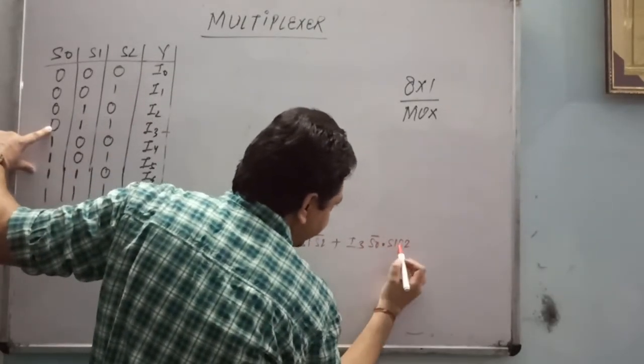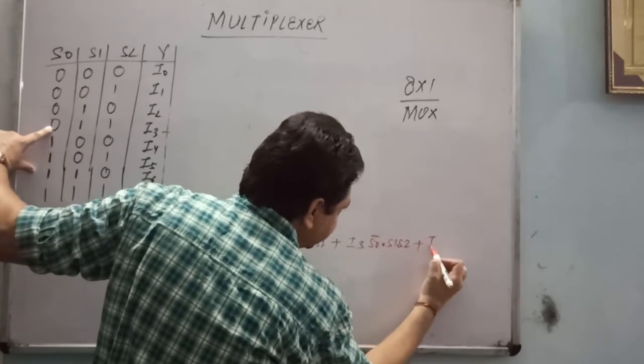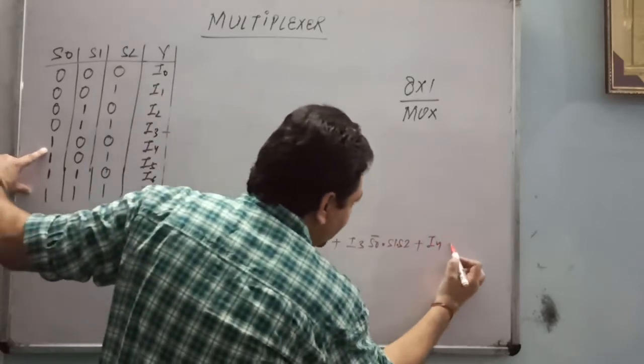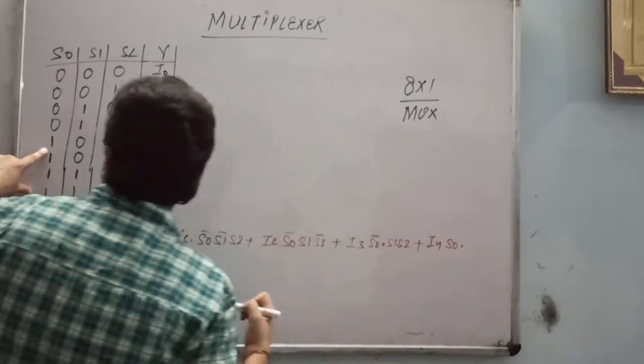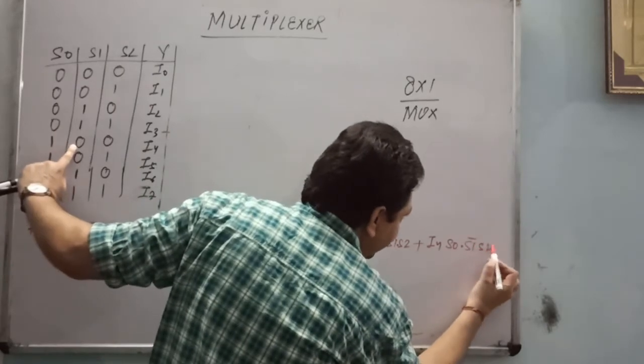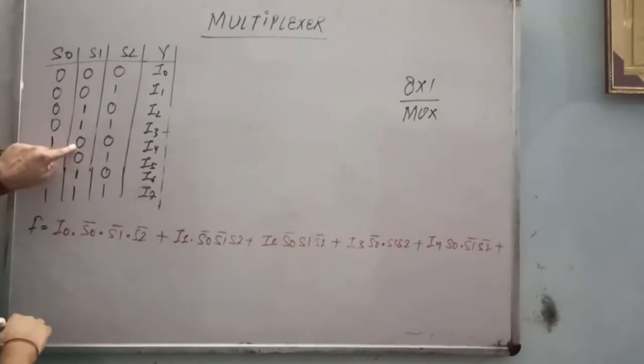S1, S2 we can take direct plus I4. For I4, 100, so S0 we can take direct, but S1 and S2 are 0, 0, so S1 complement and S2 complement plus I4. I am just in coordination.